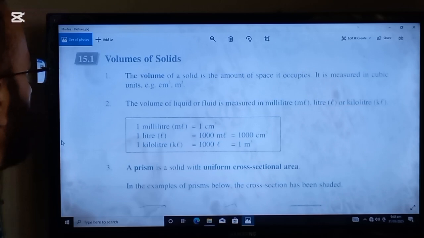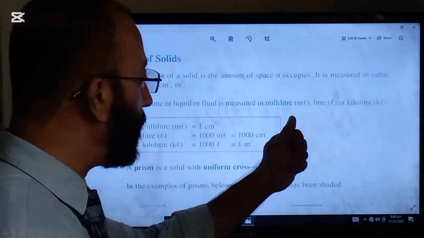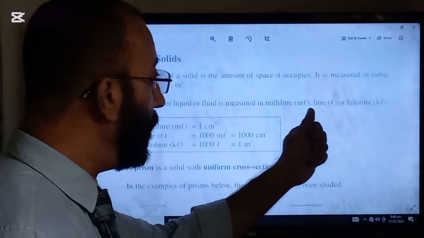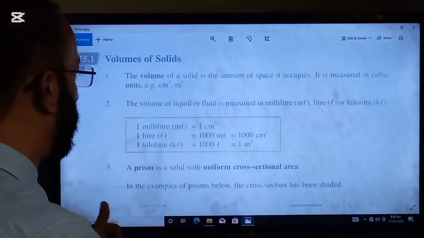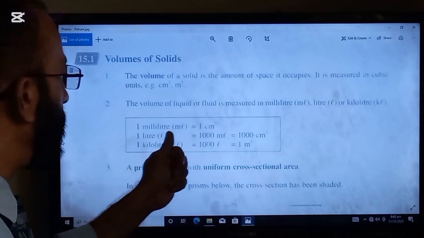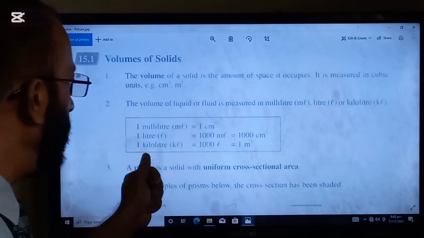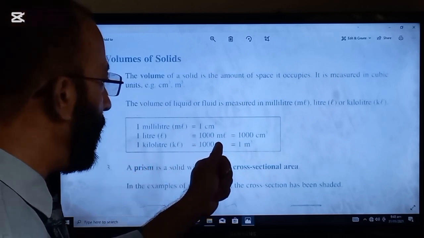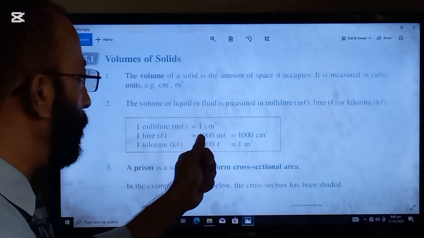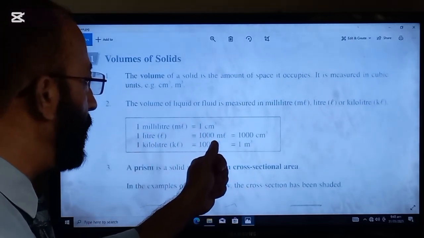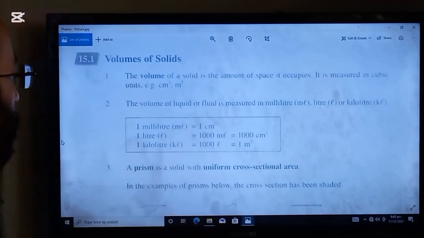The next concept is the volume of liquid or fluid is measured in milliliters, liters or kiloliters. And here are some more concepts. 1 milliliter is equal to 1 centimeter cube. 1 liter is equal to 1000 milliliter. And because 1 milliliter is equal to 1 centimeter cube, 1000 milliliter will be equal to 1000 centimeter cube, which is equal to 1 liter.